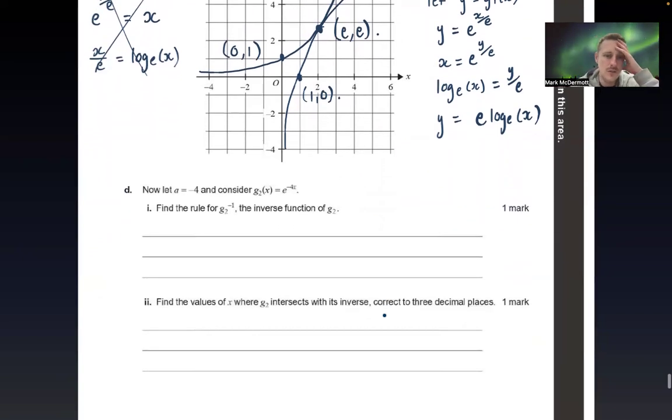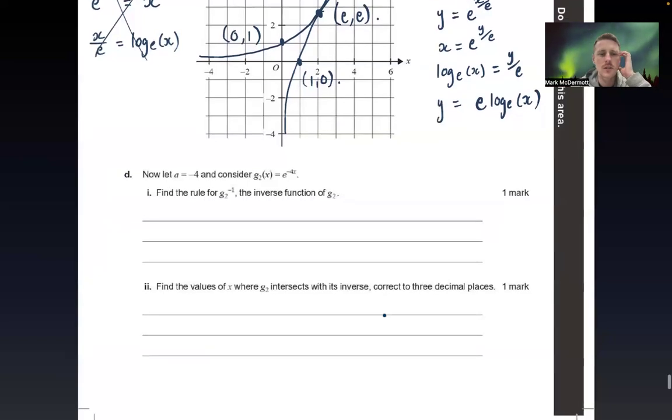Now let a equal -4. Consider g2 of x equals e to the -4x. Find the rule for g2 inverse, the inverse function of g2. Okay, what is g2? So g2 of x is e to the -4x.